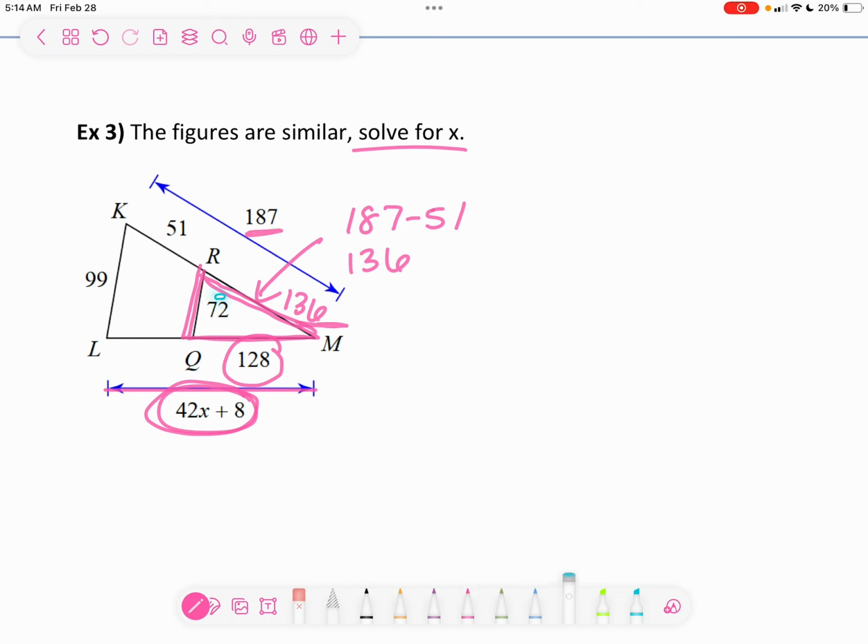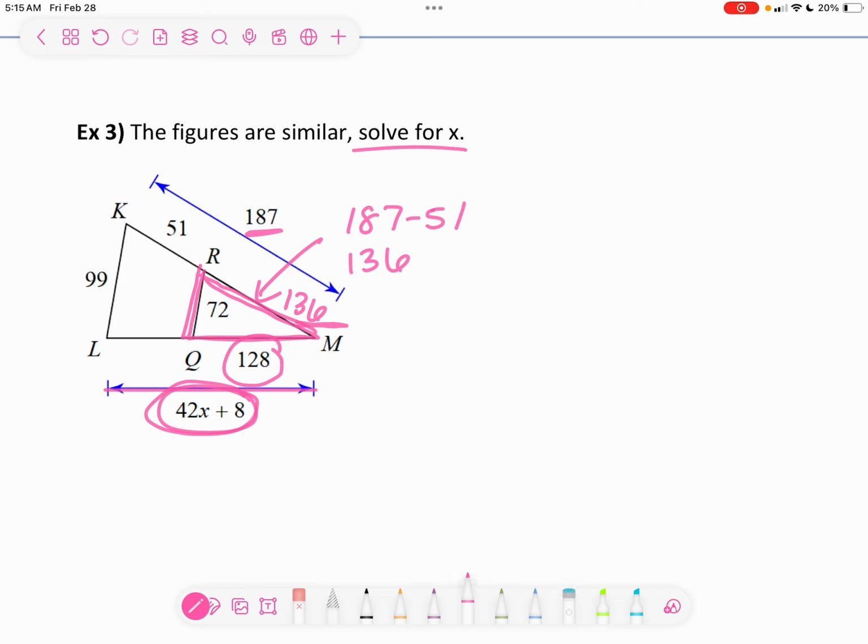Otherwise, if you have the option, you can just use the 99 and the 72 here if those values are labeled. So just make sure you're using the values from the triangle, not this extra spot over here, this little quadrilateral. Don't use those actual values for your ratios.